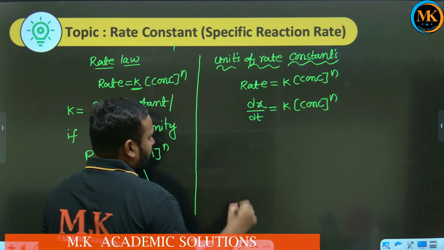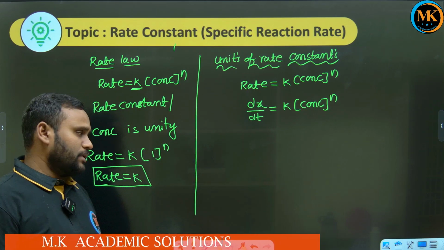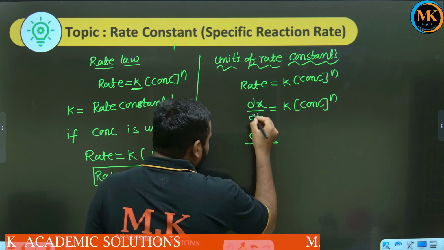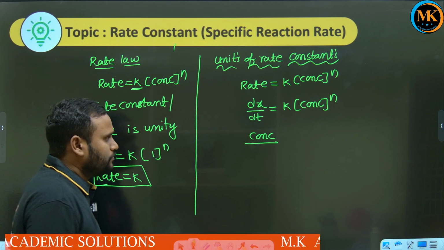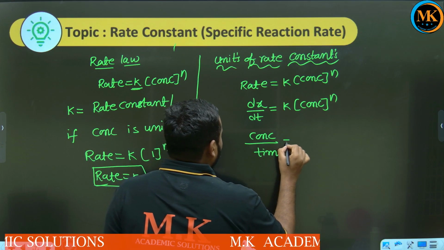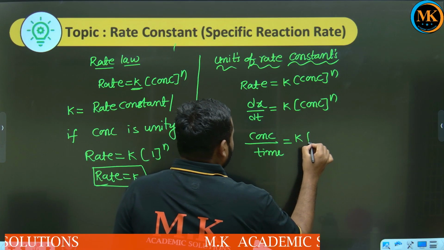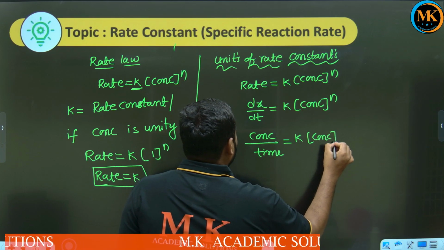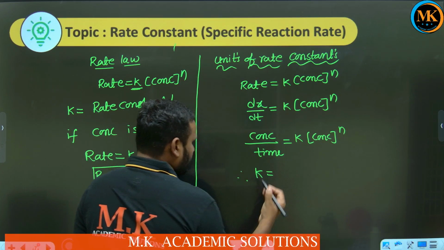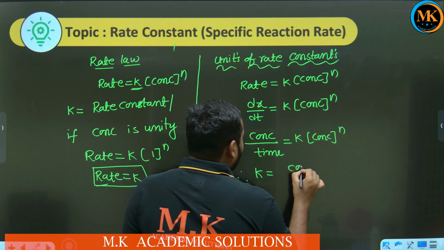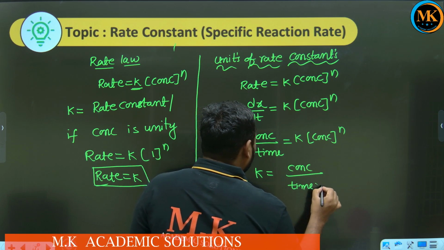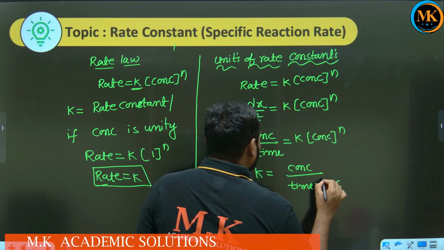Therefore, what is dx? dx means change in concentration, and dt means change in time. So concentration by time, time inverse units, equals K into concentration to the power n. Therefore K equals what, children? Concentration by time into concentration to the power n.